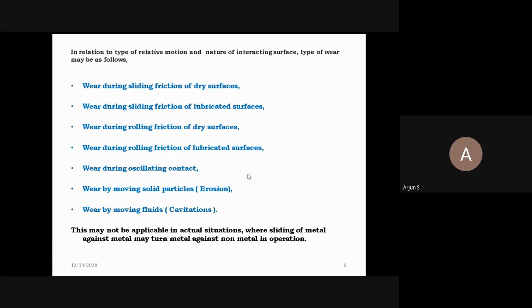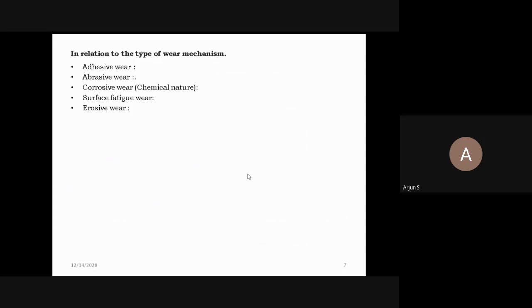Actually, not all of these are applicable in actual situations, where you have sliding of metal against metal. Metal to metal contact will be there, and the asperity surfaces present on it will be lost, resulting in wear. If you talk in relation to the type of wear mechanism, we have abrasive wear, adhesive wear, cavitation, corrosive wear, erosive wear, and surface fatigue wear.